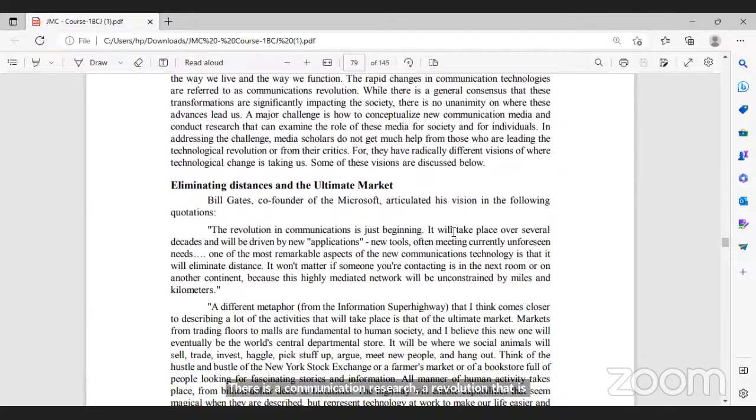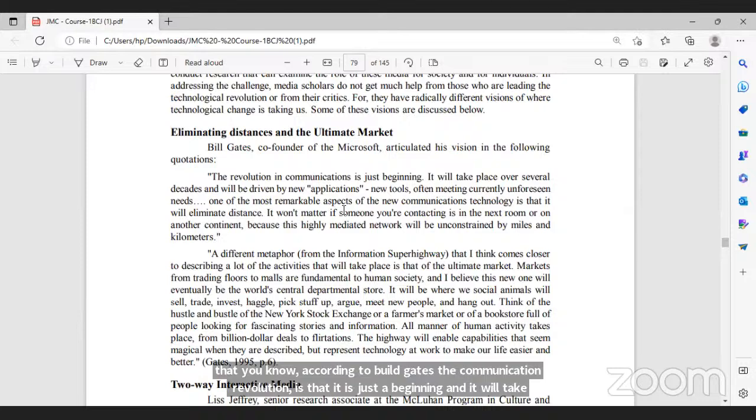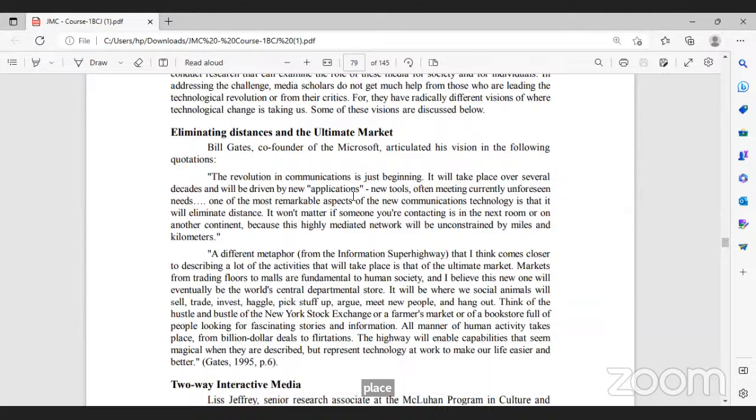We also see that because of communication, there is an elimination of distances and an expansion of the market. If you refer to Bill Gates, co-founder of Microsoft, he articulated his vision in the following quotation. According to Bill Gates, the communication revolution is just a beginning, and it will take place over several decades and will be driven by new applications and new tools, often meeting currently unforeseen needs, which is very true also.